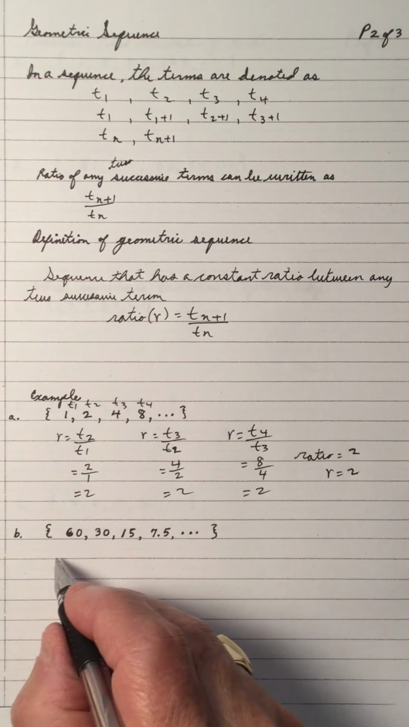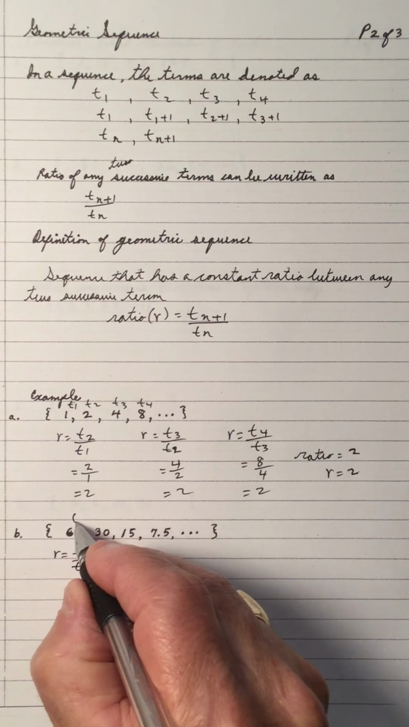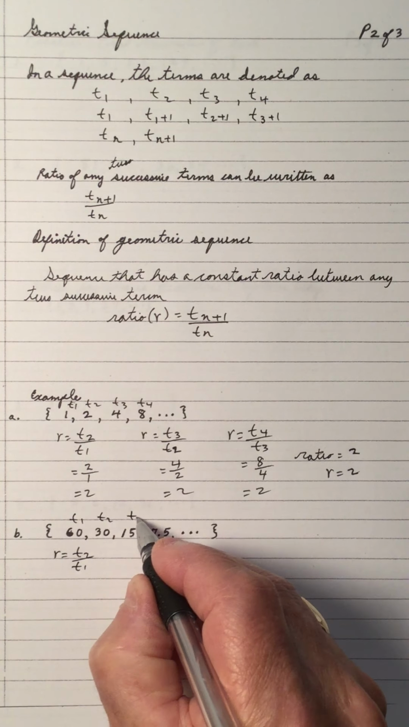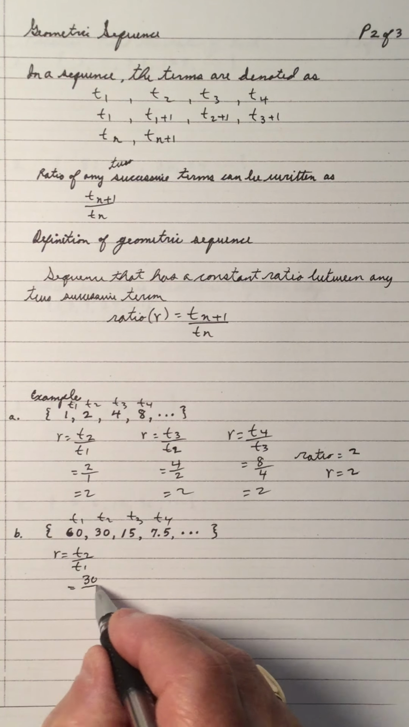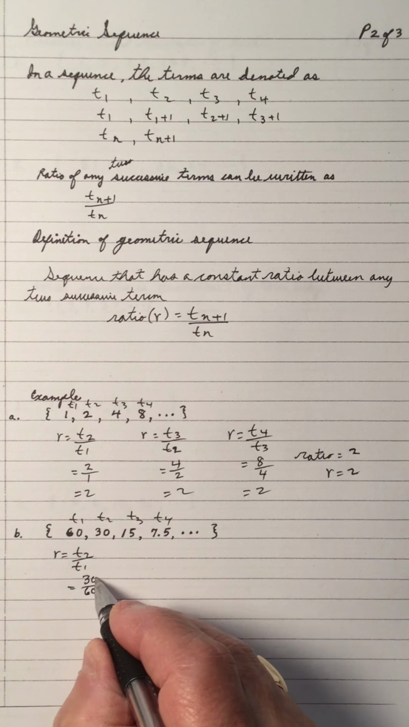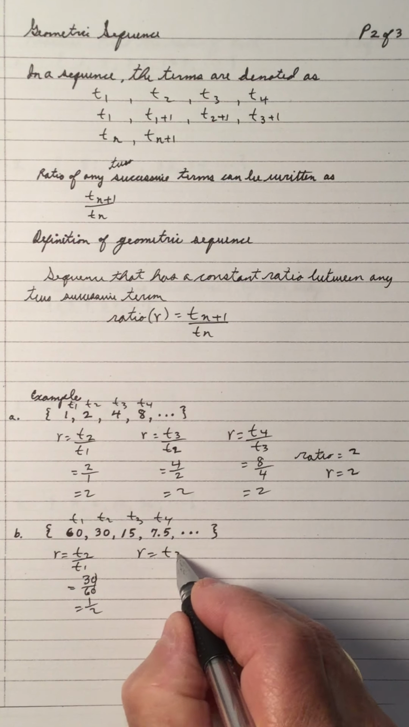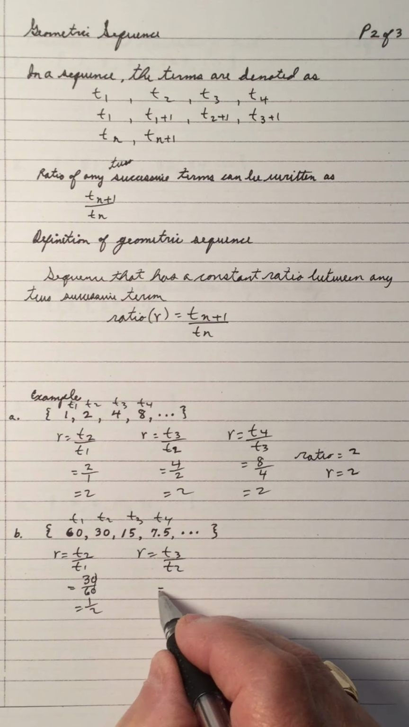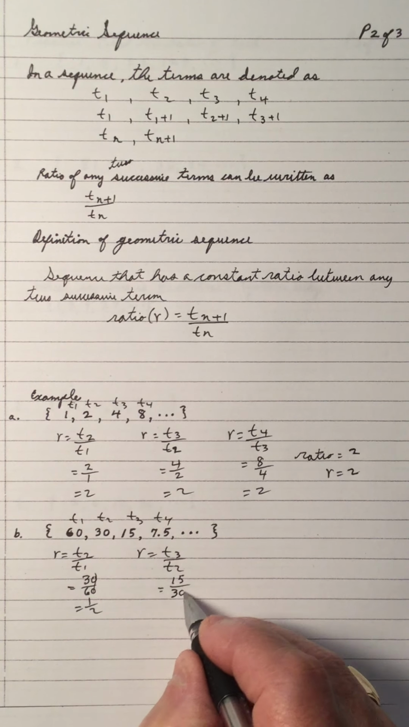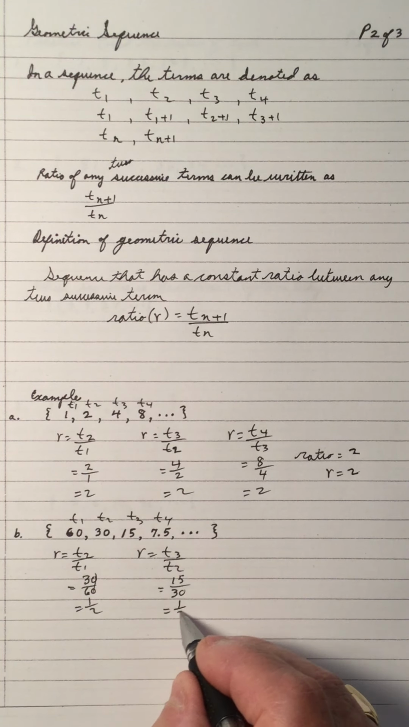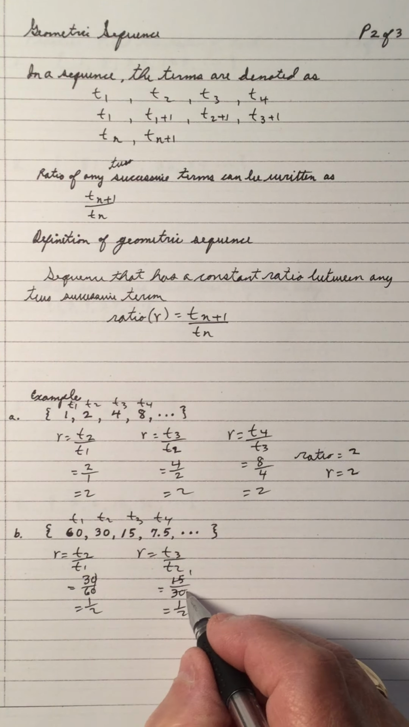Let's look at this sequence. So the ratio of T2 to T1. Again, this is T1, T2, T3, T4. T2 is 30, T1 is 60, and 30 over 60 is 1/2. And the ratio of T3 divided by T2: T3 is 15, divided by T2, which is 30. So 15 over 30 is 1 over 2. 15 goes into both of them. 15 into 15 goes once, 15 into 30 goes 2.